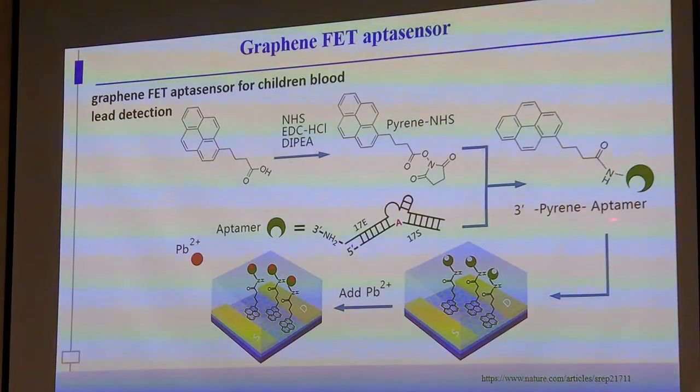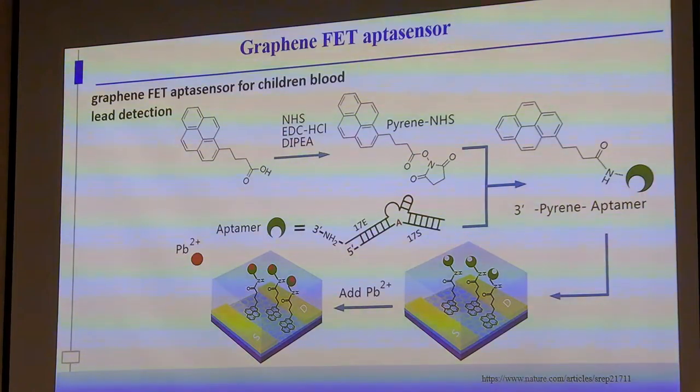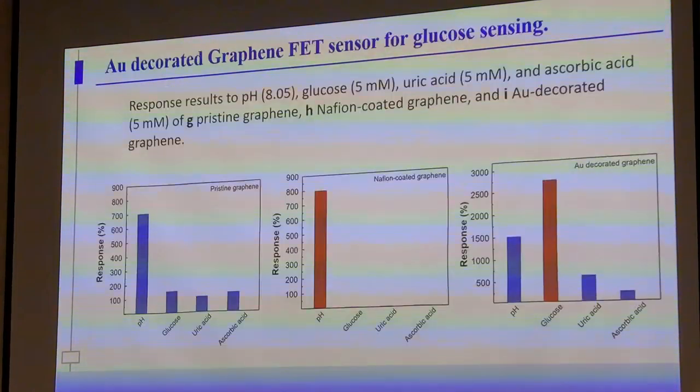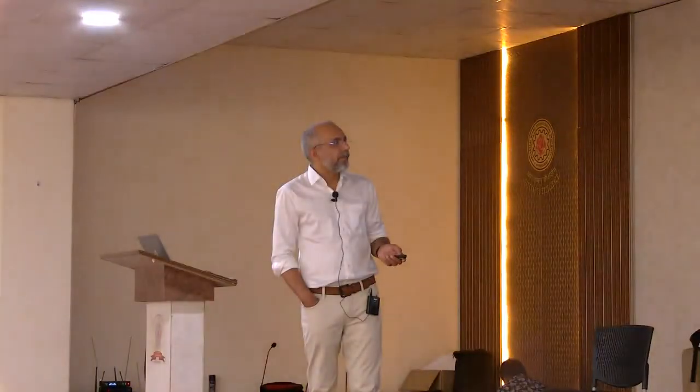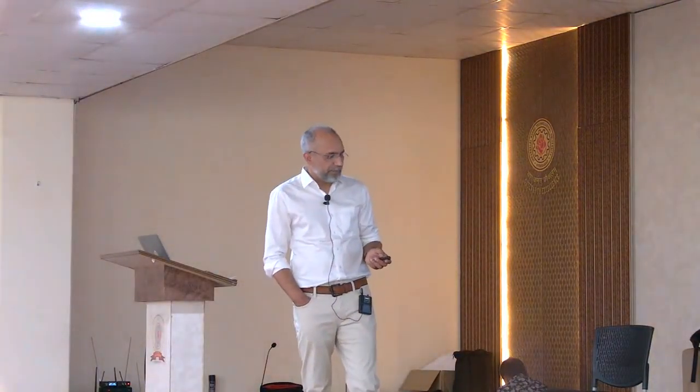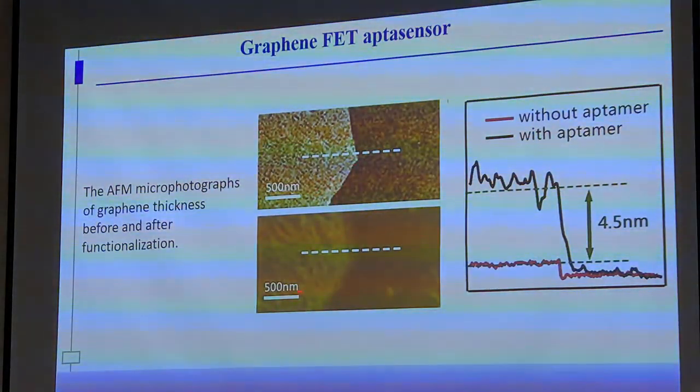So what we are trying to do with this graphene FET device is detect Pb2+ ion in the solution here. And especially these are for children's blood lead detection here. So here you see this is a simple graphene channel without any functionalization, and this is with FMR here.